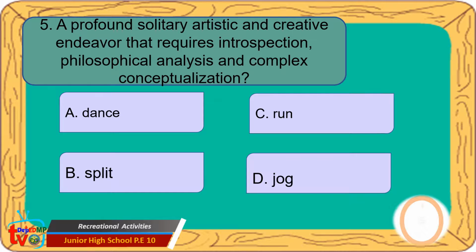Number 5. A profound solitary artistic and creative endeavor that requires introspection, philosophical analysis, and complex conceptualization. A. Dance. B. Split. C. Run. D. Jog. The correct answer is letter A. Now, for the remaining questions, you may pause this video to continue answering.